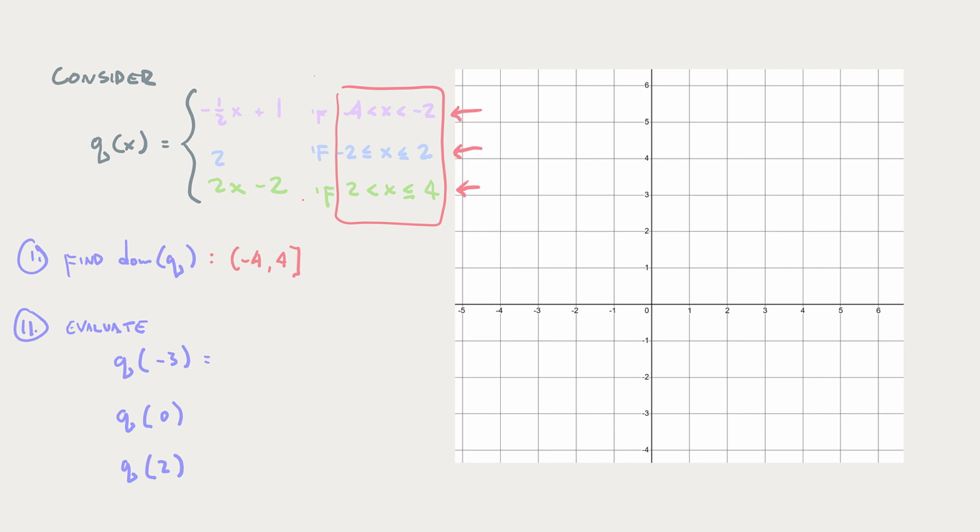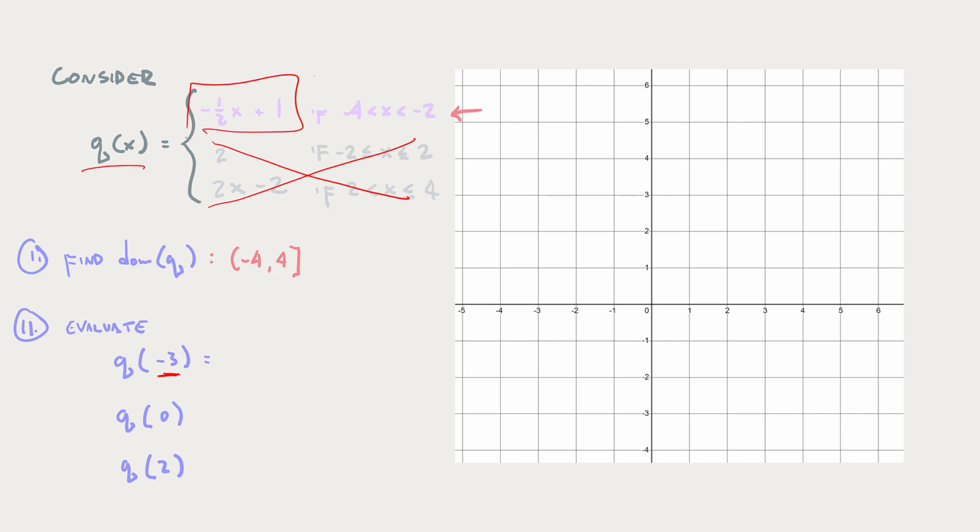What you have to do is look at the domain intervals that exist and figure out which interval -3 falls into. Is it the first one? Is it the second one? Is it the third one? Well, -3 is definitely between -4 and -2, and so that's the domain we're going to focus on, which means we can basically forget about these other functions. For -3, Q of x is only defined by this thing: Q of x is equal to -1/2 x plus 1.